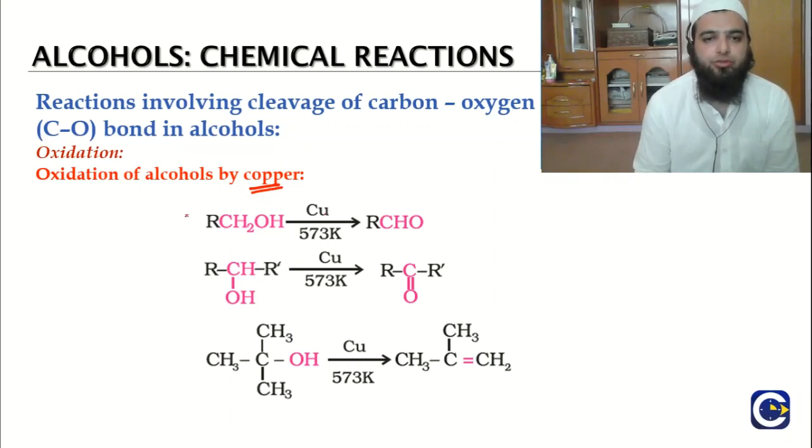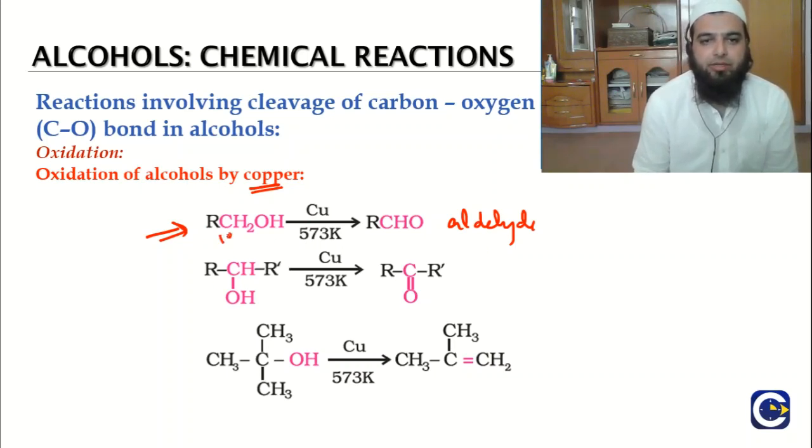Copper at high temperature is used to oxidize the alcohols. The oxidation of primary alcohols gives us the aldehyde. This is the copper, which is used at high temperature. So the conversion is from the primary alcohol to the aldehyde, and the secondary alcohols are converted.